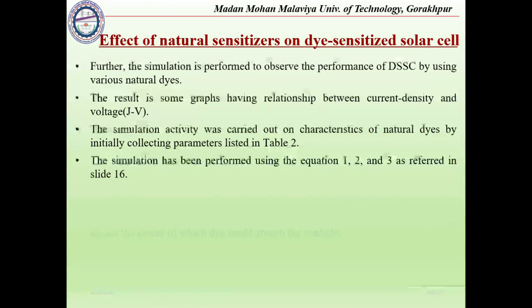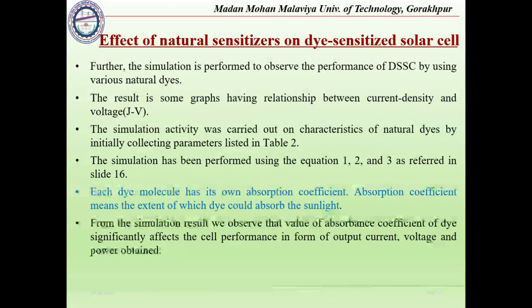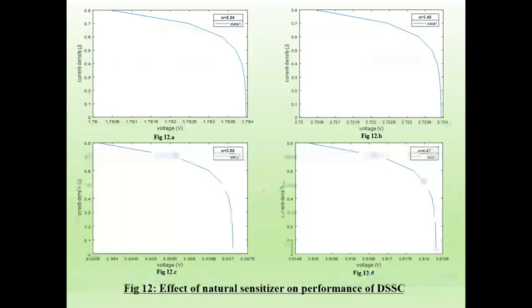Now what is the effect of natural sensitizer in the dye-sensitized solar cell? These are the main points, and this graph shows that for eucalyptus melaleuca leucadendra, the absorption coefficient is 4.4, and this will give maximum open circuit voltage as well as maximum short circuit current density. As you can see from all these four curves, the open circuit voltage for absorption coefficient 2.24 is 1.764. As the absorption coefficient increases from 2.24 to 3.46, with increasing absorption coefficient, open circuit voltage as well as short circuit current density also increase.